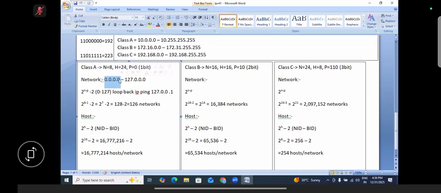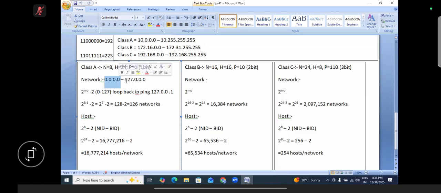Are you going to assign an IP address like 0.0.0.1? No, right? You are going to assign something like 10.0.0.1 only. We are not going to assign IP addresses like 0.0.0.1 or 0.0.0.2. No one is going to assign those. That is the unknown network. One network we are not using.